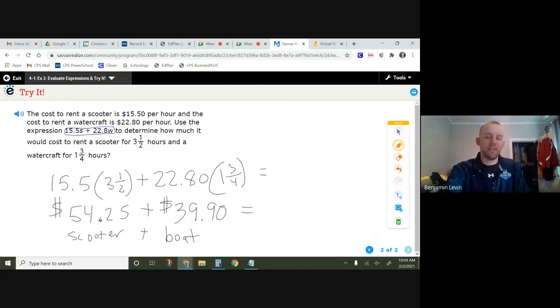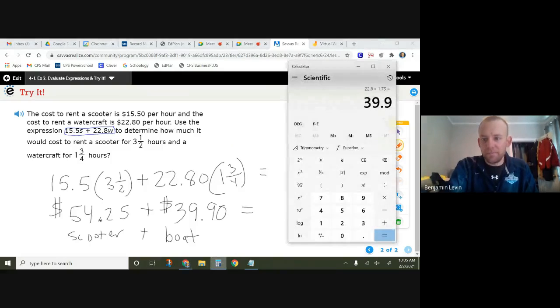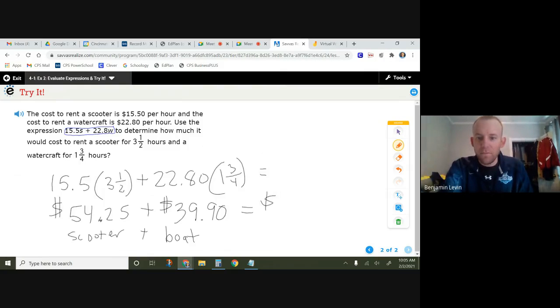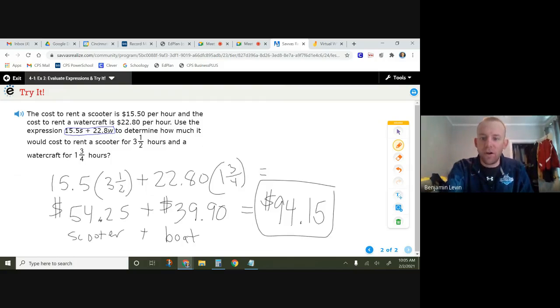All right, so our total cost for the scooter plus the boat, the watercraft as they call it. I'm going to call it a boat. Okay, I call a spade a spade. 54.25 plus 39.90. Let's add them up. We already got our 39.90 in the calculator, so I'm just going to push plus 54.25. Here, 94.15. $94.15 is our total cost.